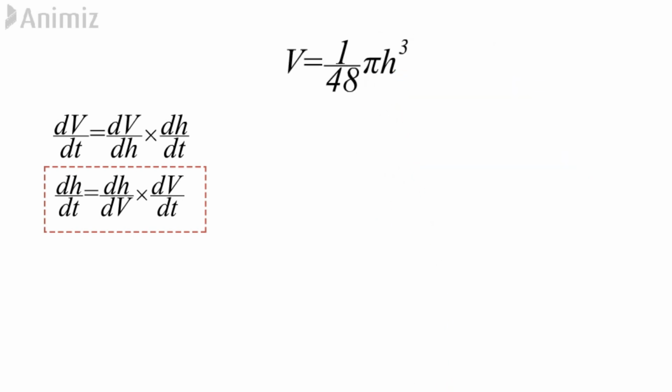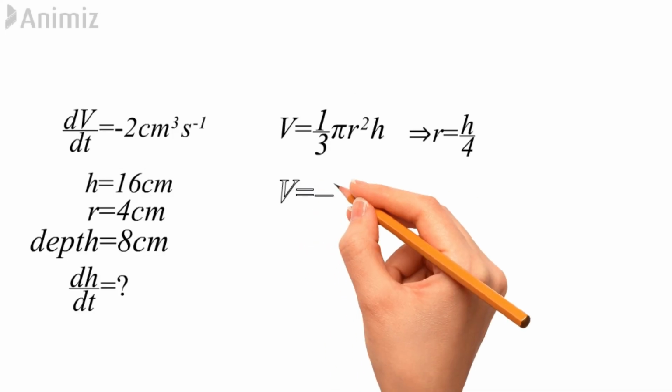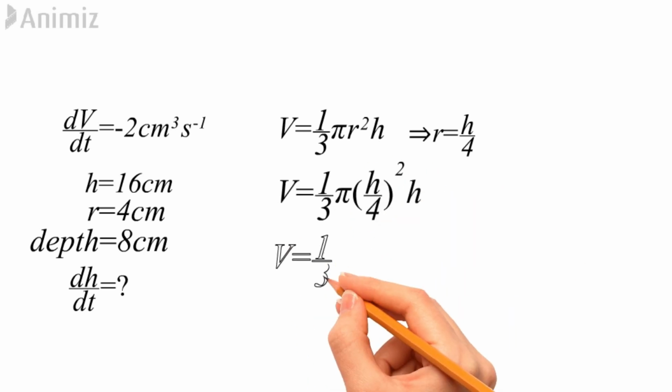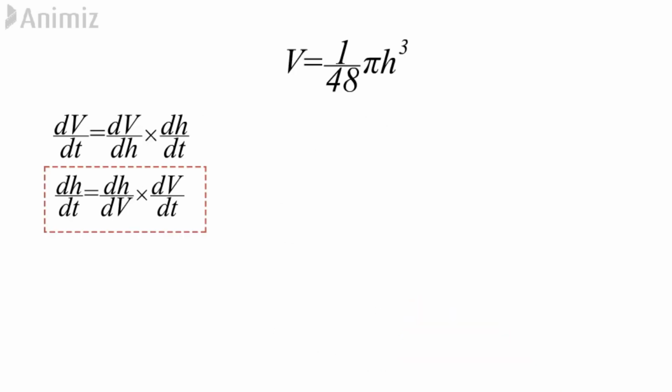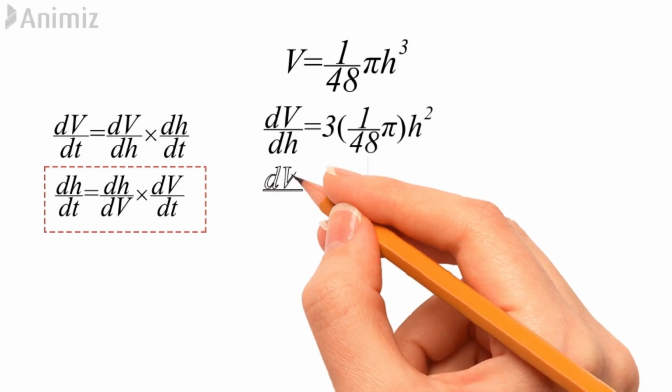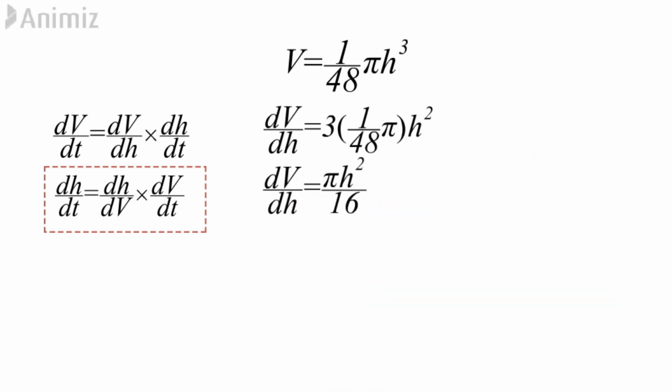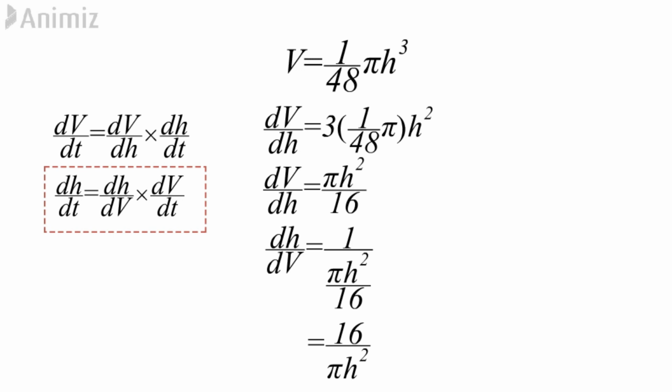Now to differentiate the equation, we need to do a crucial step. Since r equals h over 4, we can substitute r into the equation and simplify it. Then we differentiate the equation, bring the power to the front and subtract 1 from the power, so dV over dh is equal to pi h squared over 16. But we need dh over dV, so we will invert it, and dh over dV is equal to 16 over pi h squared.